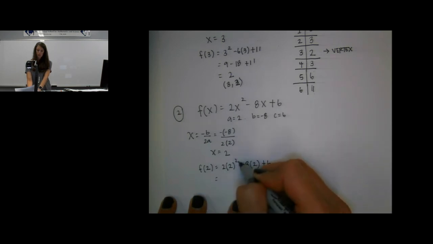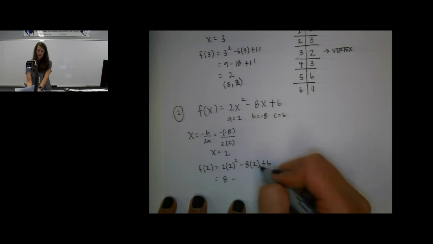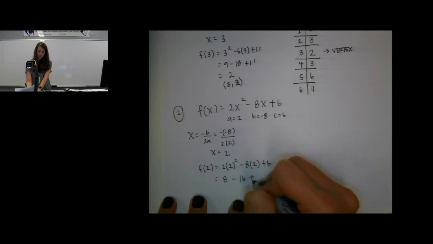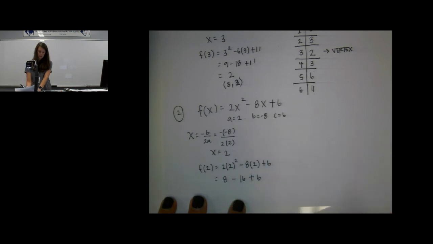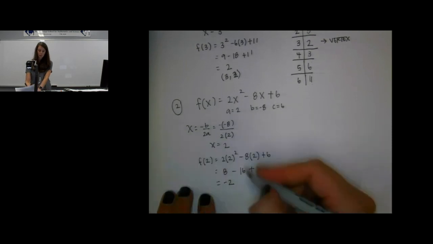So that's 2 times 2 squared. So 2 times 2 gives you a 4. 4 times 2 gives you an 8. Minus 16 plus 6. So that's going to give you a what? A negative 2. Okay, so your vertex is going to be at (2, negative 2).